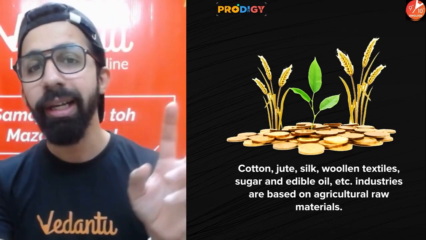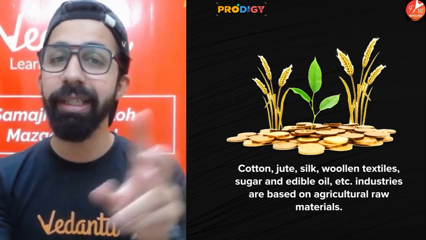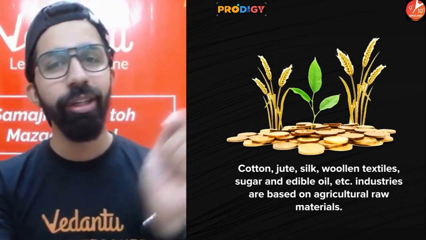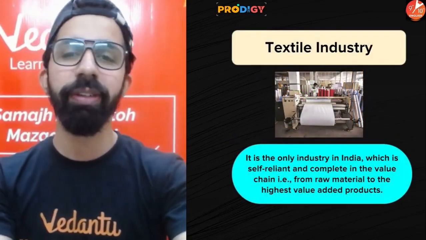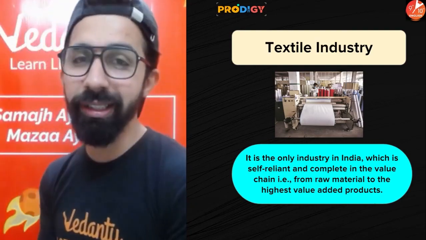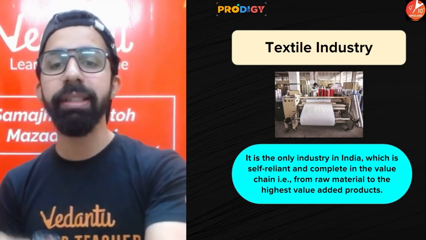It comes under agro-based industries because their raw material is coming from agricultural produce. All right, so here agricultural products are used as raw materials. The very first one we have is textile industries. Okay, guys, it is the only industry in India which is self-reliant, independent, and complete in the value chain.